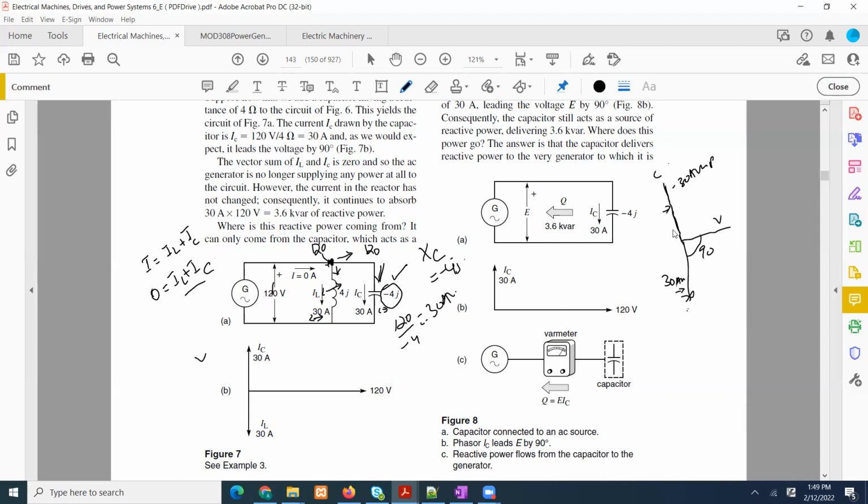Now vectorially, what do we see? These two vectors, plus 30 and minus 30, is going to be what? Is going to be 0. And that 0 is reflected right here, I equals 0. Do you guys see that? So if we draw this, this is 30 and this is 30. And 30 minus 30 is 0. So that's why it says I equals 0.